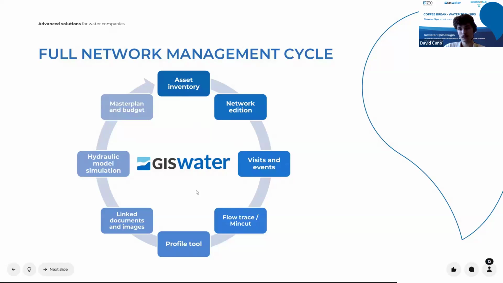Then we can add, in terms of operations and management, visits and events. So, for example, in a particular manhole, in urban drainage, we can add one visit if somebody went there and took pictures and measured the depth, for example. Then we can also do the min cuts and the flow traces that Claudia was talking about. We can approximate with a lot of detail what valves we need to close in order to repair leaks, and we can see where the water is coming from and where the water is going to, especially useful in urban drainage.